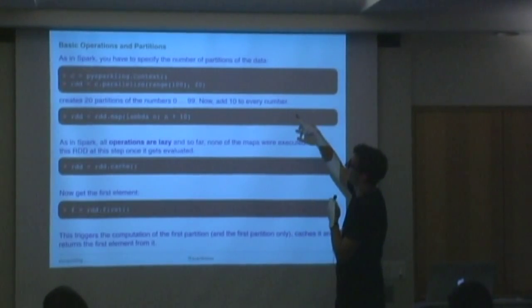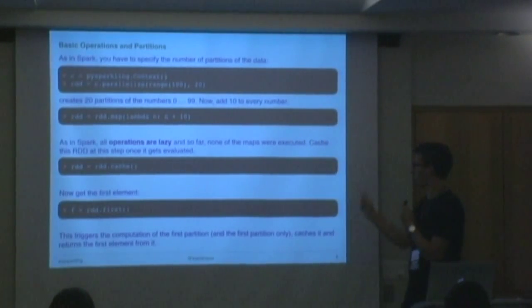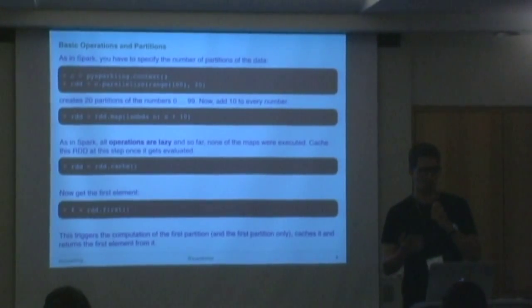It actually executes or computes the first partition, so it adds 10 to just the numbers in the first partition. Then it caches just the first partition, and then it returns the first element of the first partition. So nothing else is computed here. If you have a huge data set, and you just want a first or a random element, it just operates on one partition. OK. Please ask questions if that's not quite clear.